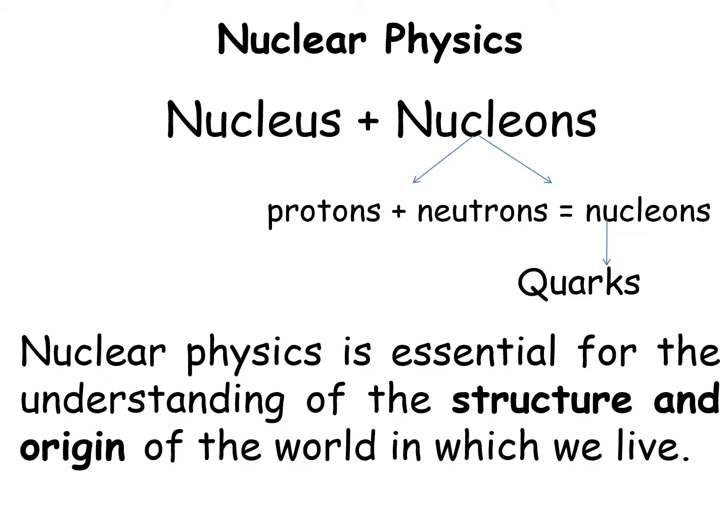Now, let's start with nuclear physics. Nuclear physics, it is a study of the nucleus and the nucleons. Nucleons, they are made up of protons and the neutrons, which in combination are called nucleons. Nucleons are further made up of quarks, which we will study in the particle physics in the next semester. So basically nuclear physics, it is essential for the understanding of the structure and origin of the world in which we live.